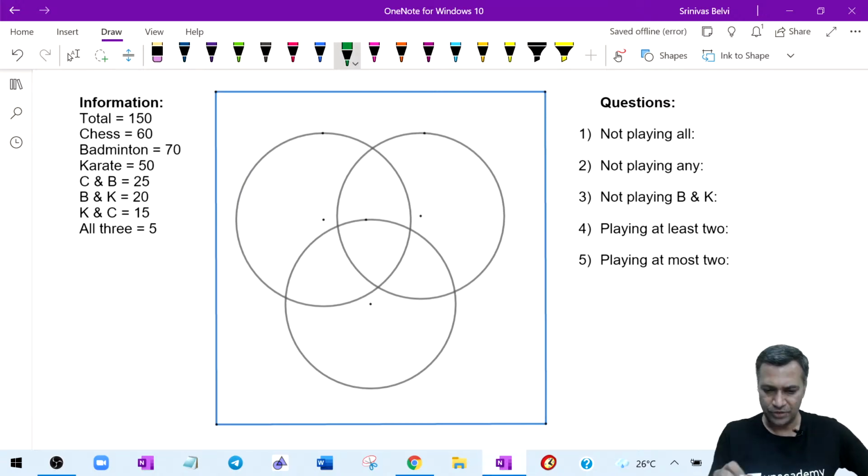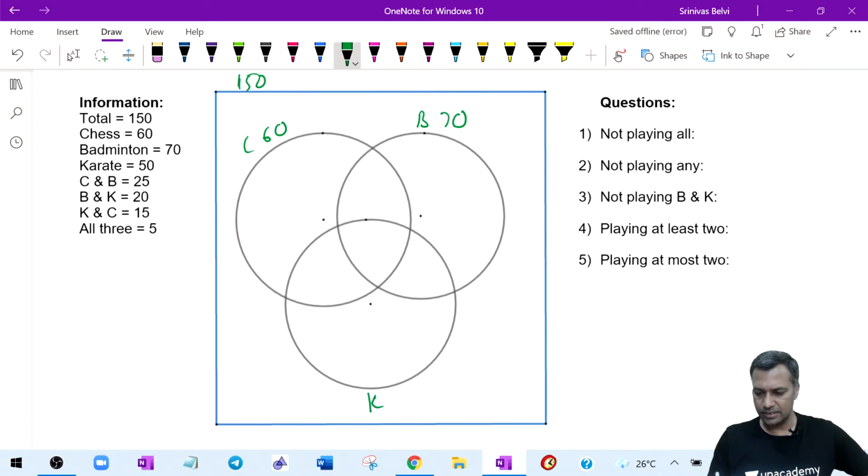Listen, all of you listen. Support number 150, support number chess, support number badminton, support number karate. All these are support numbers. There is no "only". Don't add a word there. Don't write "only chess" and write 60 inside. You don't add words. It is not given. All right, these are all support numbers.